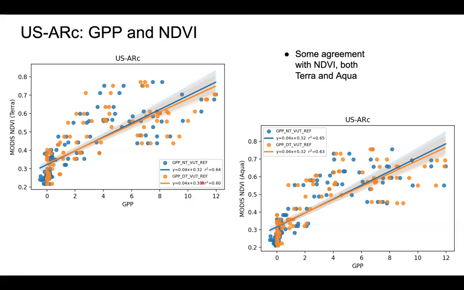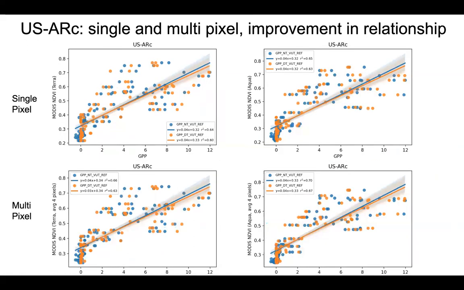I'm just doing a very simple linear regression here to try to understand how well these things are correlated, right? So in this case, we have some agreement with NEE. Both Terra and Aqua data products are fairly good comparisons. There are some funky areas here that we should take care when analyzing, but I'll get into that in just a little bit.